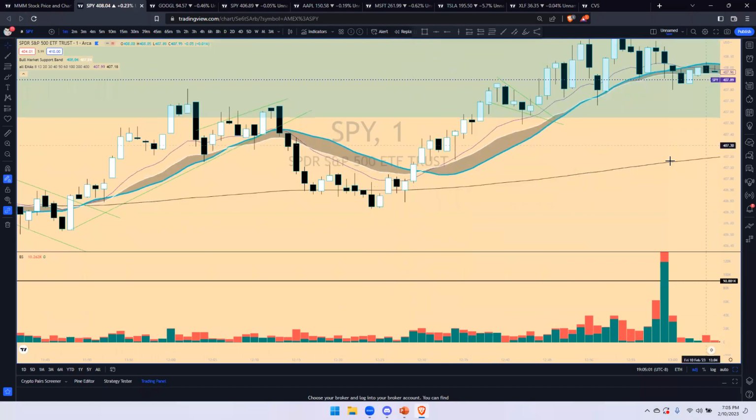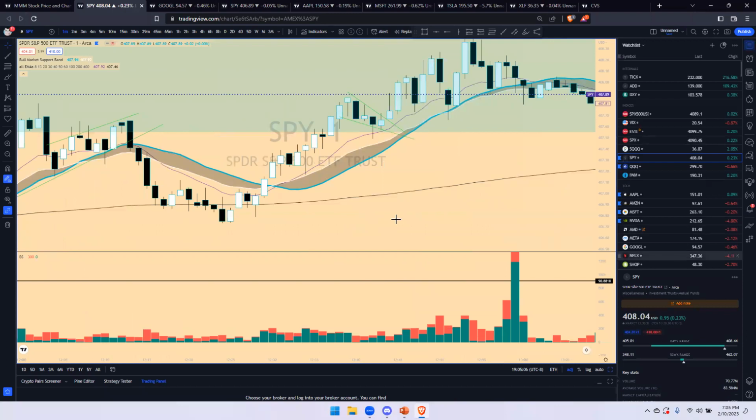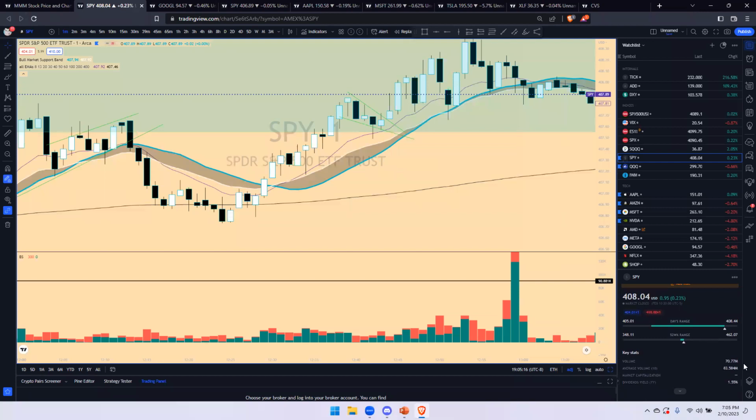A little trick: if you want to know the average volume of a stock, go onto your TradingView. Right here on the three dots, make sure Key Stats is selected. All the way down here, you see SPY's key stats. The average volume right here shows 85.58 million, and somehow we got 70 million. I think that came in at the end of the day, when we got this huge rally up and all this volume. You can see it on the volume bars here too.